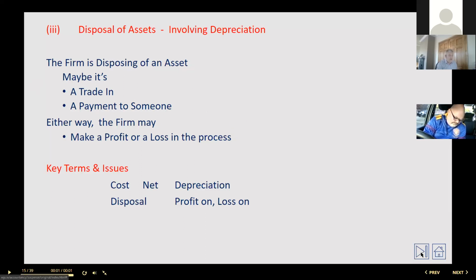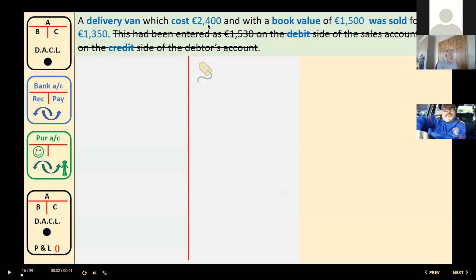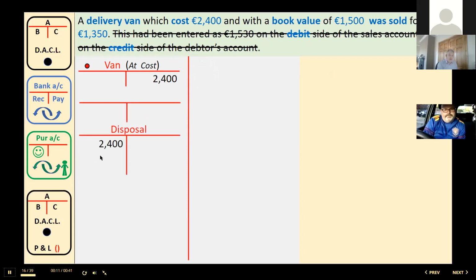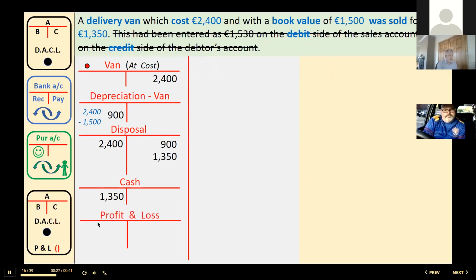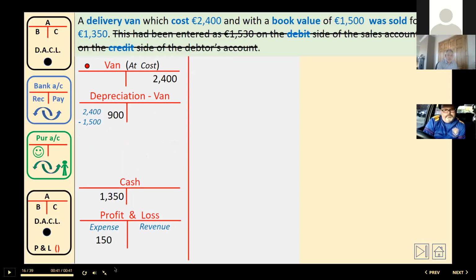Okay, so what I've done, which I think is new: a delivery van which cost 2.4, a book value of 1.5, was sold for cash 13.50. And the rest, and the error is crossed out. So they should know how to get it out of the van at cost. And I'm using a disposal account for everything here. All right. So the same as question one: get it out of cost, get the depreciation out, put it in here. Receive the cash as part of the process of disposal, and then do a profit and loss account with expenses and revenues, see if we made a profit, and it's a P and L, which means it's a loss or an expense. Then this just crosses out and disappears altogether, and this is what we're left with for the journal.